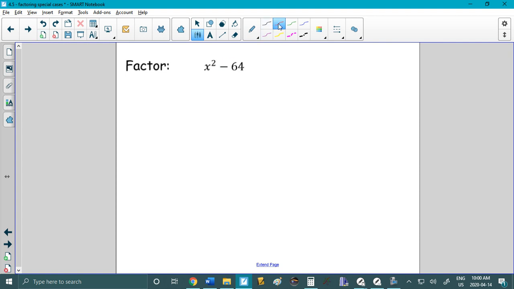All right, I want you to factor this. I want you to pause it and try it. I'm going to give you a hint right now, so if you don't want a hint, pause it now. My hint is this. If we were to factor one of these, normally we have an x term. If we don't have an x term, we can say that it's 0x. Now we need two numbers that multiply to negative 64 and add to 0. So I want you to find two numbers that multiply to negative 64 and add to 0. Please pause and try it now.